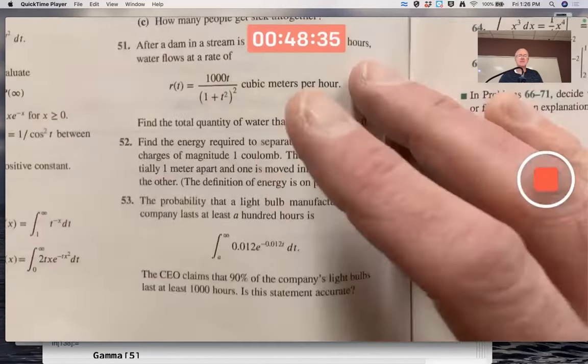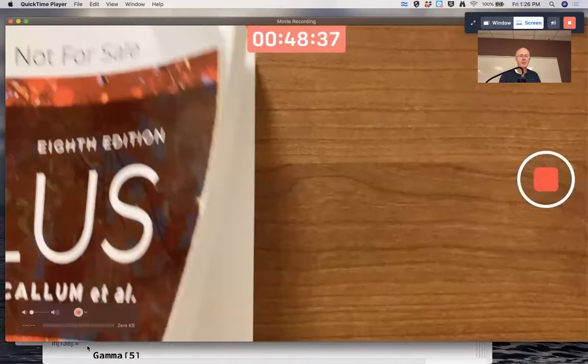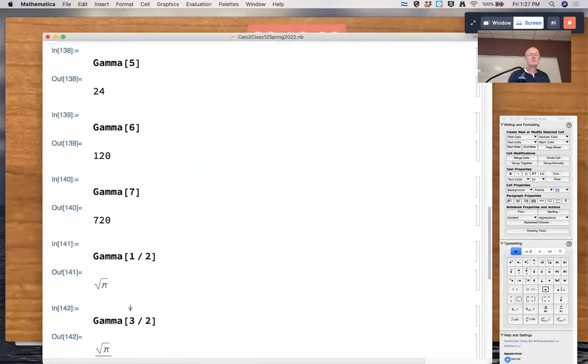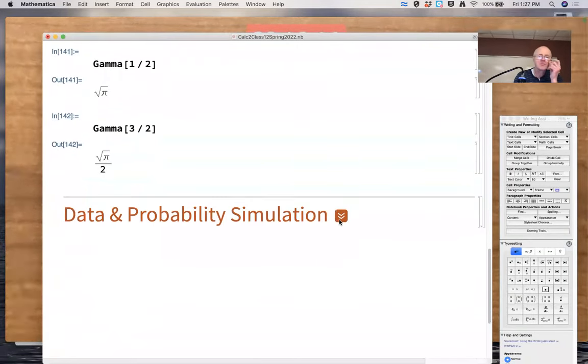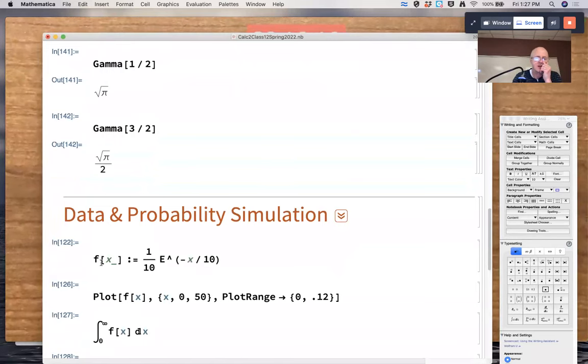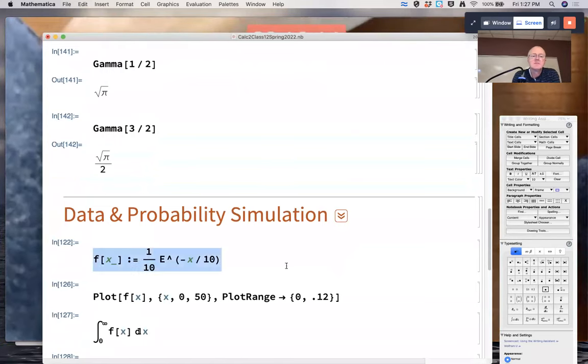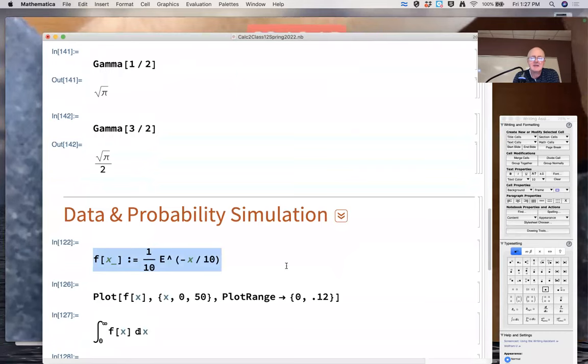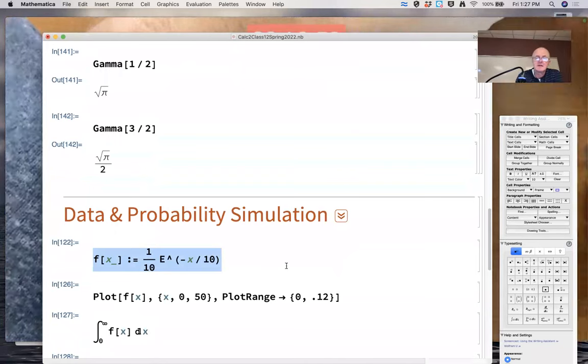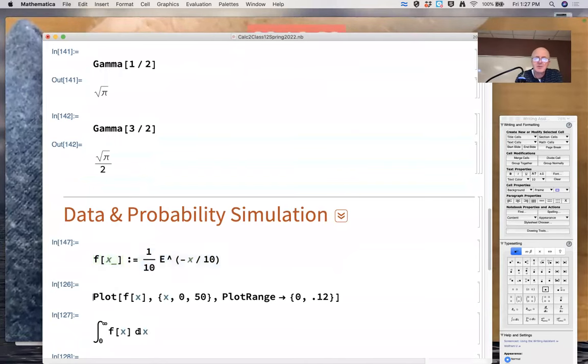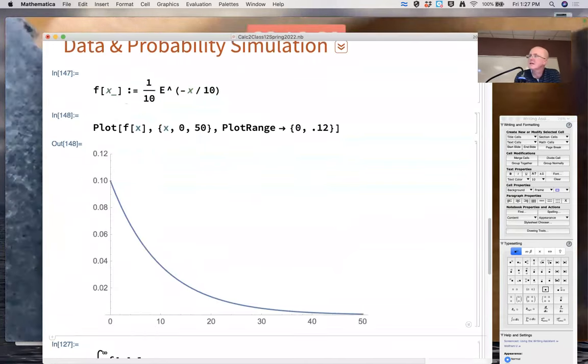I've got an example like this in Mathematica. This function is exponential decay. 1/10 e to the negative x over 10. The capital E there represents the number e. Don't use a lowercase e. Plot it. Yeah, that's exponential decay.